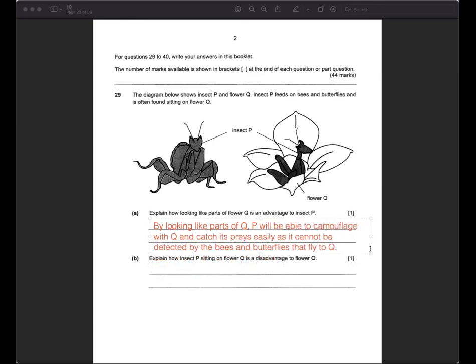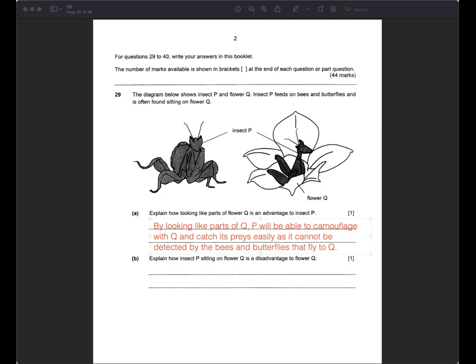Do you understand my explanation? So by looking like parts of the flower, the insect will be able to camouflage with the flower and catch its prey easily, as it cannot be detected by the bees and butterflies that fly to Q. Understand? So how does the insect P sitting on the flower Q be a disadvantage to Q? Why is it a disadvantage? Let me read the answer.